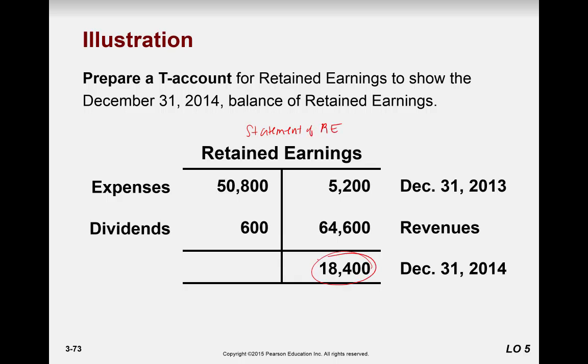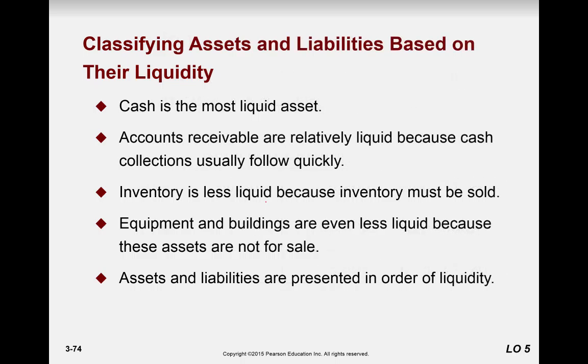And you see the net income here. So let's move our discussion on to cash. Cash is the most liquid asset. Liquidity means how readily it can convert to cash. Well, cash is cash, so it is the most liquid.